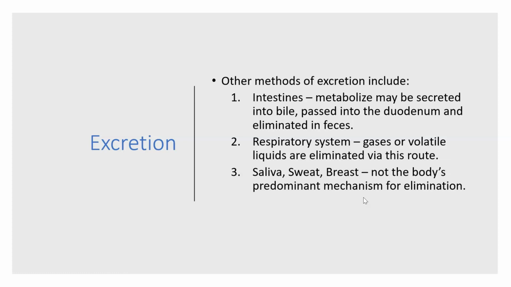All right, so excretion. Other methods of excretion include the intestines. So metabolites may be secreted into bile, pass to the duodenum, and be eliminated in the feces. The respiratory system. So gases and volatile liquids are eliminated via this route. Saliva, sweat, and breast milk are not the body's predominant mechanism for elimination. Okay, so if they are on certain drugs, it will show up in their saliva. So you'll see some saliva tests for drugs, but the most common is through the kidneys.